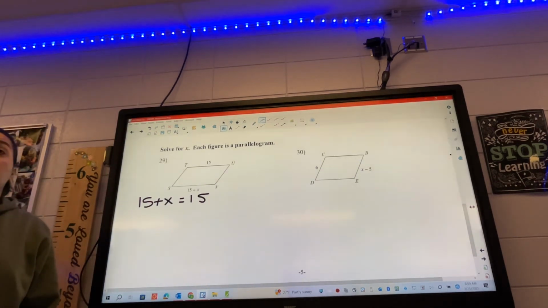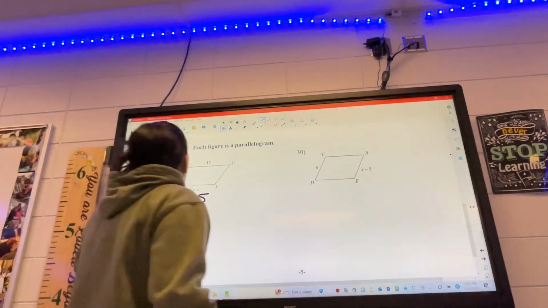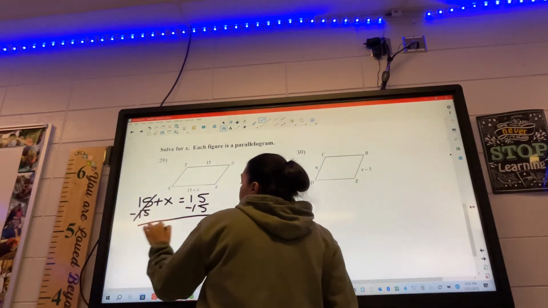Or, it's a letter. Okay, but we can't just say the 15. Why not? There's 2 15s. 15 on the left side needs to move to the right. Okay, and so we get x equals 0.